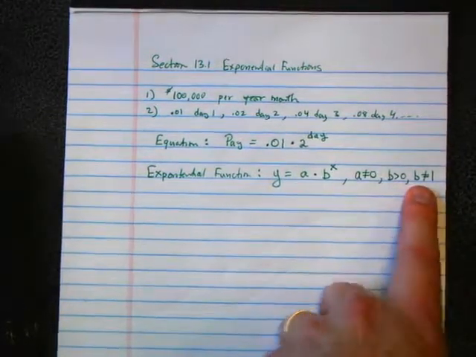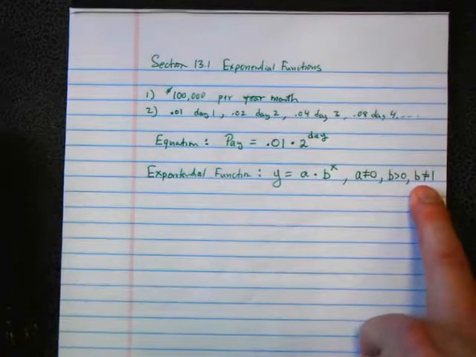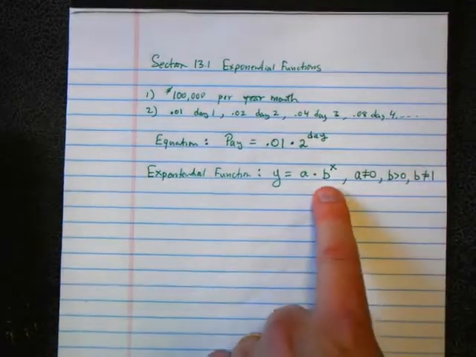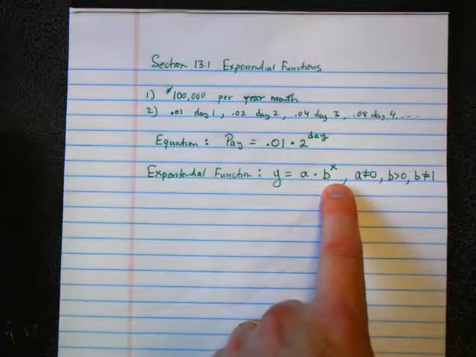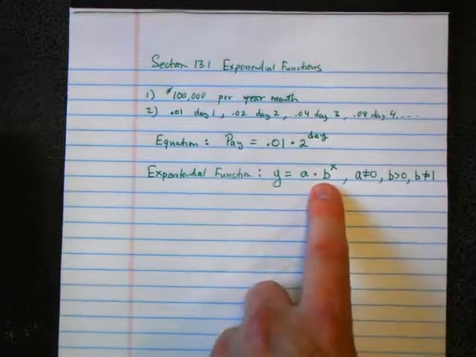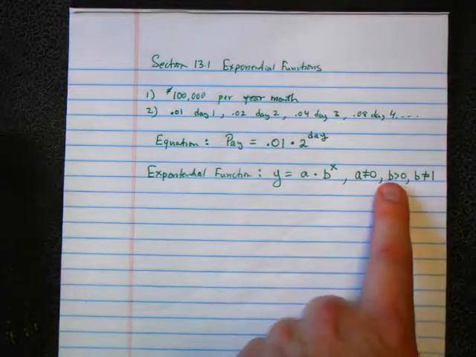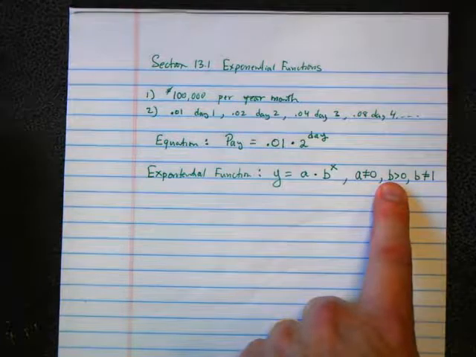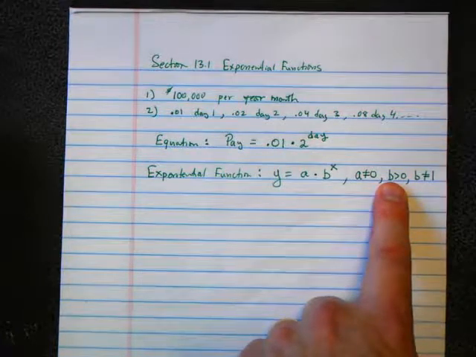All right, how come B can't be 1? Because 1 to a power is 1, so this would just be Y equals A. That wouldn't be very interesting. It's only getting paid once. What if it's 200 billion then? That'd be interesting. It would be pretty interesting.